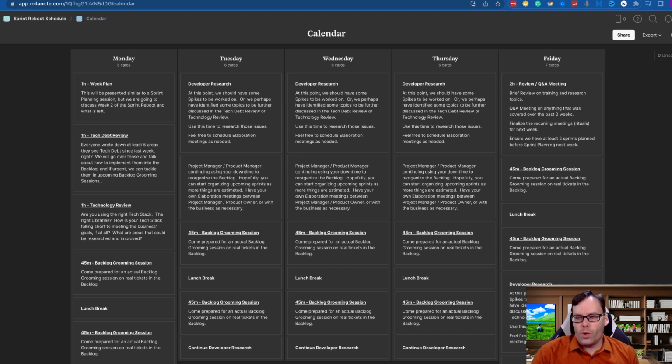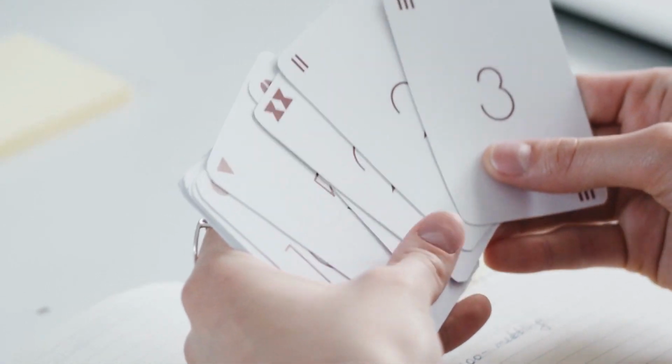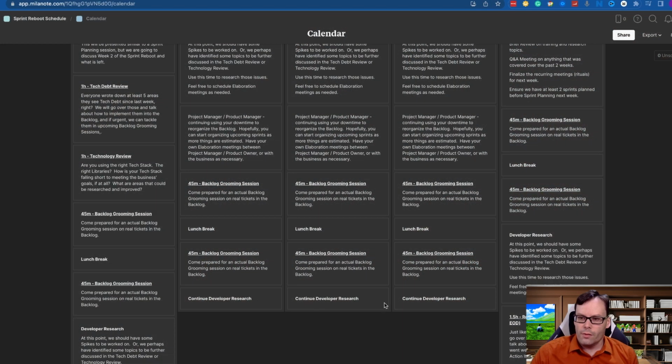The rest of the week, at least through Thursday, is going to look very, very similar, because we want to focus on developers doing research, continuing the tech review, continuing the tech debt review, and project managers using this time to update and organize their backlog. We're still going to keep doing the backlog grooming sessions before and after lunch, and we're going to do developer research in the afternoons as well.